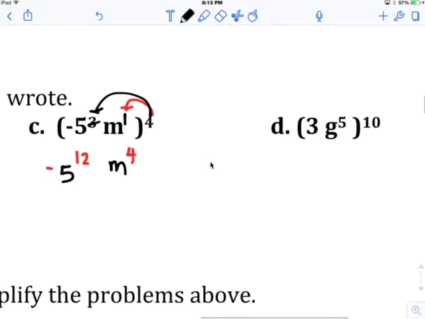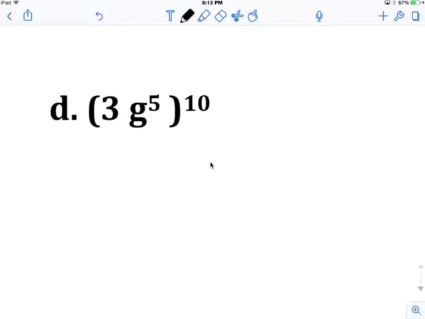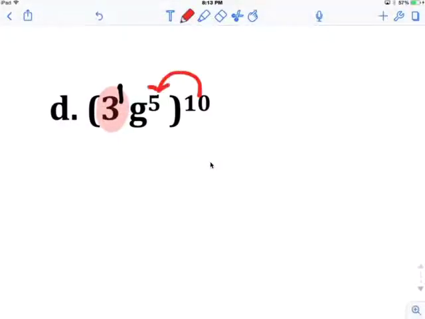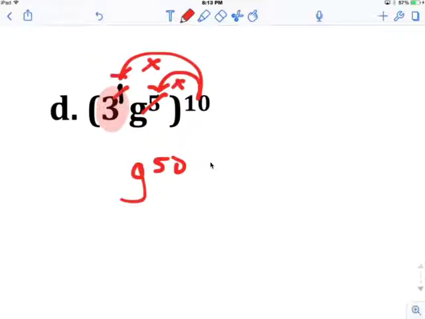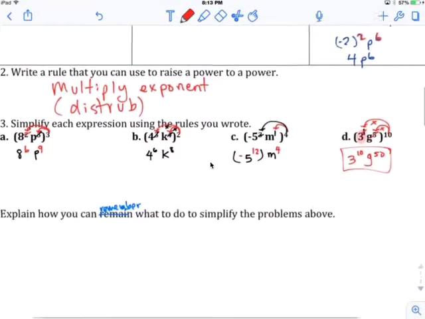Put a parentheses on the negative. This one doesn't have an exponent, so it gets a 1. Distribute the 10 to the 5, you get 50. G stays the same. Distribute the 10 to the 1, that means to multiply. Okay, 10, base of 3. Those are your answers. It's easy as that.